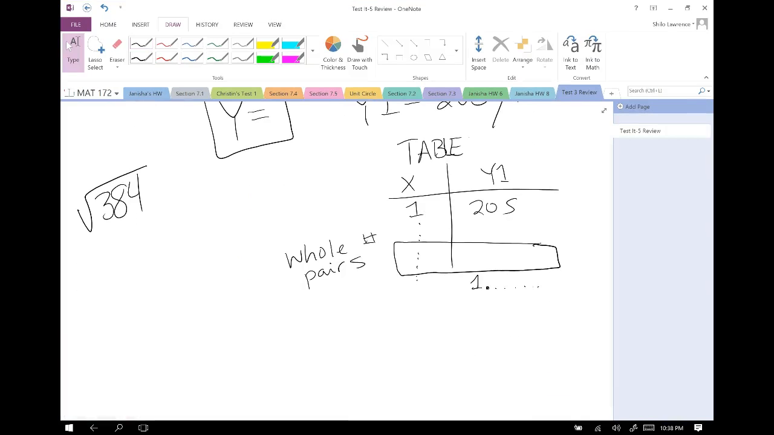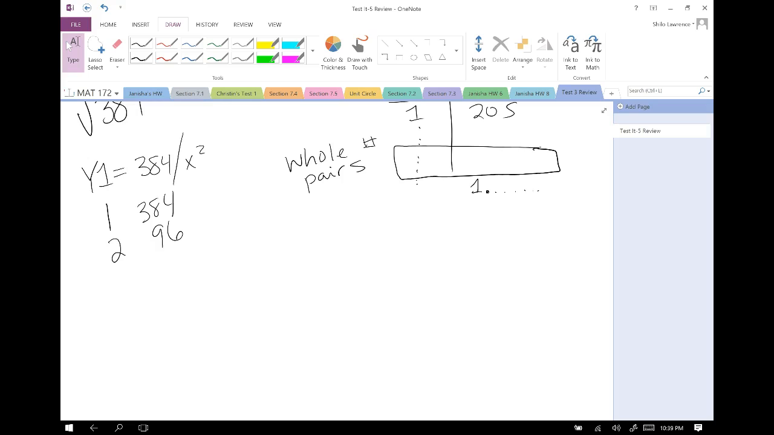So to simplify square root 384, you can go to your y equals and type in y1 equals 384 divided by x squared, and go to your table and look down your list and see if there's any whole number pairs. And there are several. There's 1 in 384. There's 2 in 96. You want to use the biggest x possible because the x is what comes out. There's 4 in 24. There's 8 and 6.